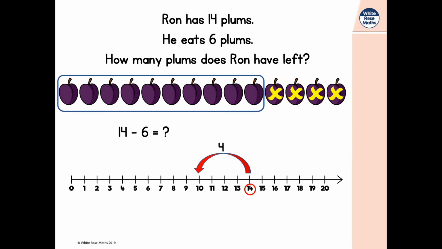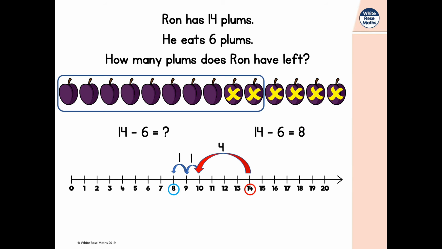But remember, we're not finished yet. He didn't eat just 4 plums, he ate 6. So we need to still count back. We need to show one more jump, and one more, another jump. Each of these jumps are equal to 1. 4, 5, 6. We counted back 6, and we ended up with the number 8.